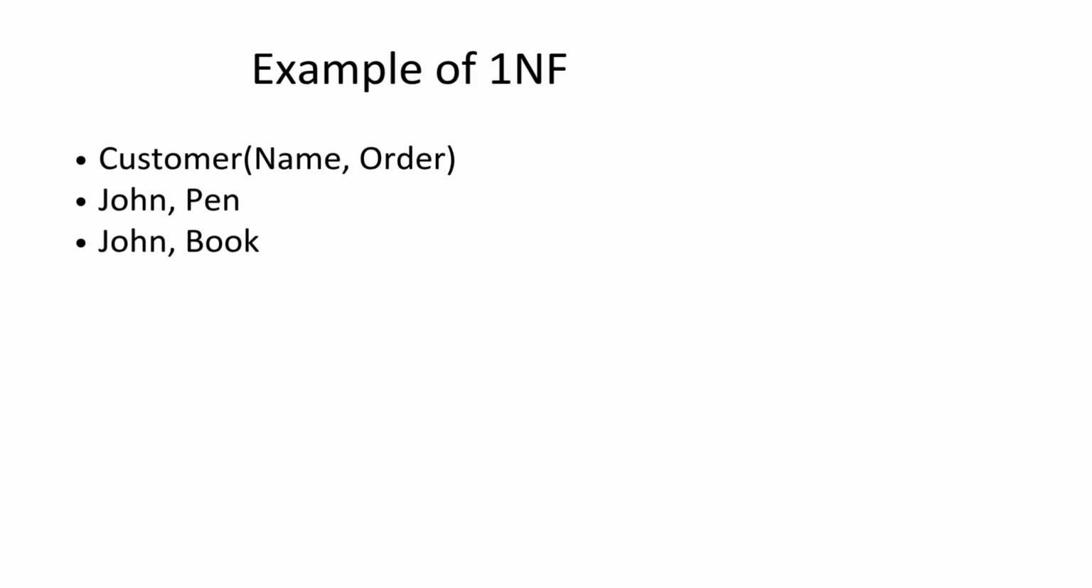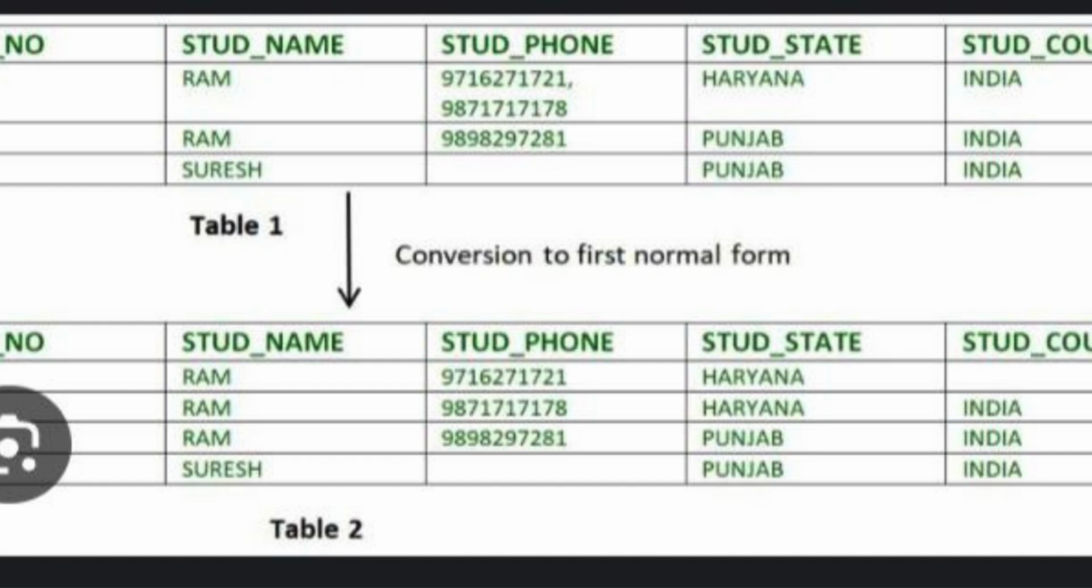Example of first normal form. After applying first normal form, we take the Customer (name, orders) table and turn it into John, pen and John, book. Now each cell contains just one value and we have removed multi-valued attributes, aligning with the 1NF requirement.